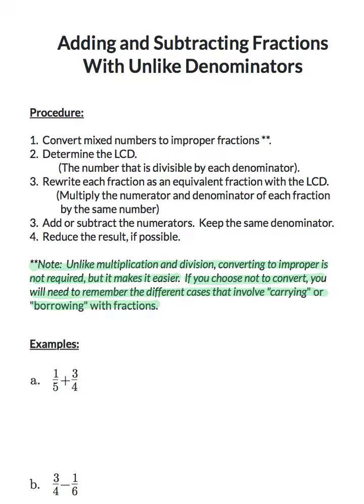From there, we want to rewrite each fraction as an equivalent fraction with the LCD. We're going to need to multiply the numerator and denominator of each fraction by the same number. Note that I may be multiplying each fraction by different numbers, but the top and bottom of each individual fraction need to be multiplied by the same number. From there, we want to add or subtract the like fractions. So we're going to add or subtract the numerators, keep the same denominator, and then reduce the result if possible.